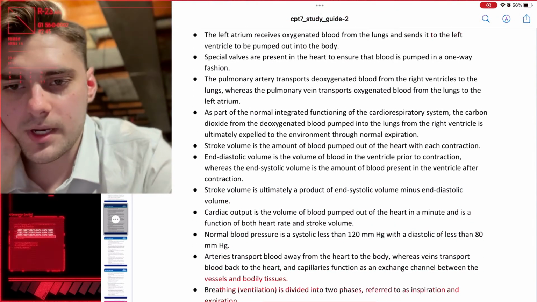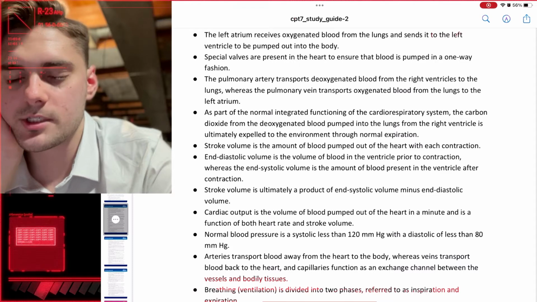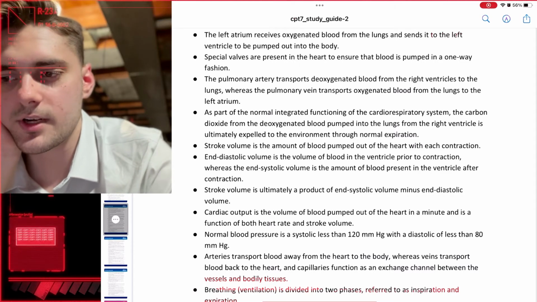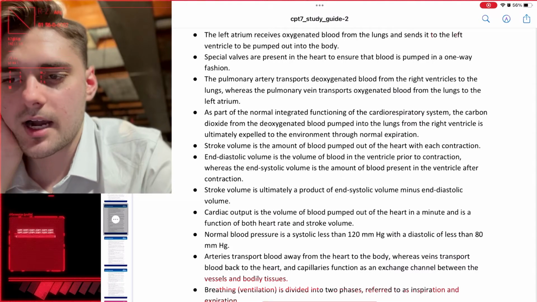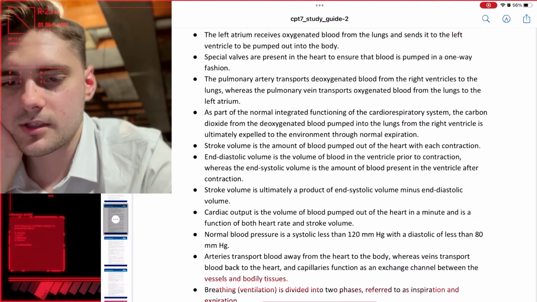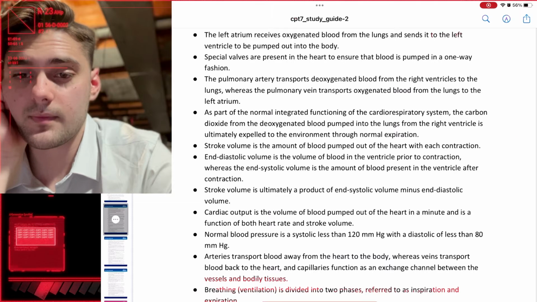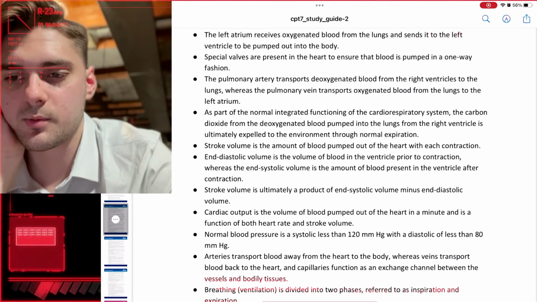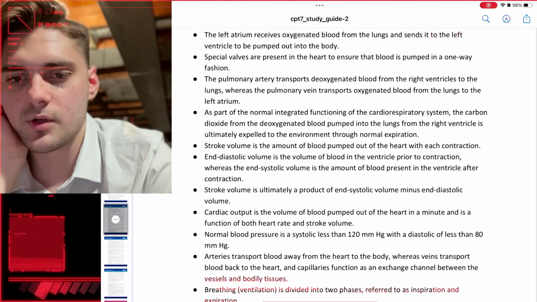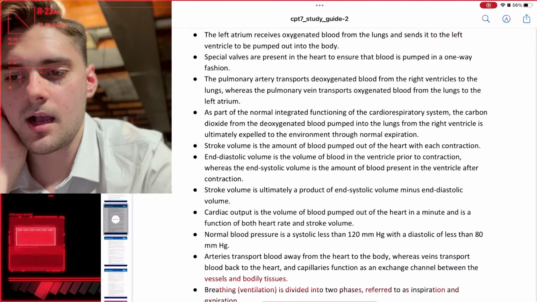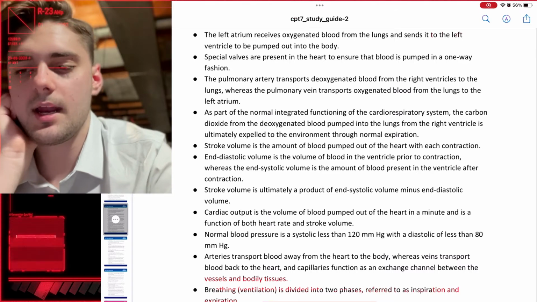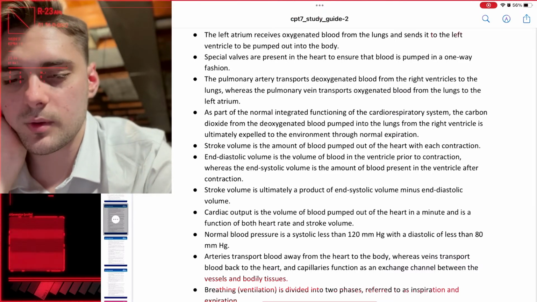The pulmonary artery transports deoxygenated blood from the right ventricle to the lungs, whereas the pulmonary vein transports oxygenated blood from the lungs to the left atrium.